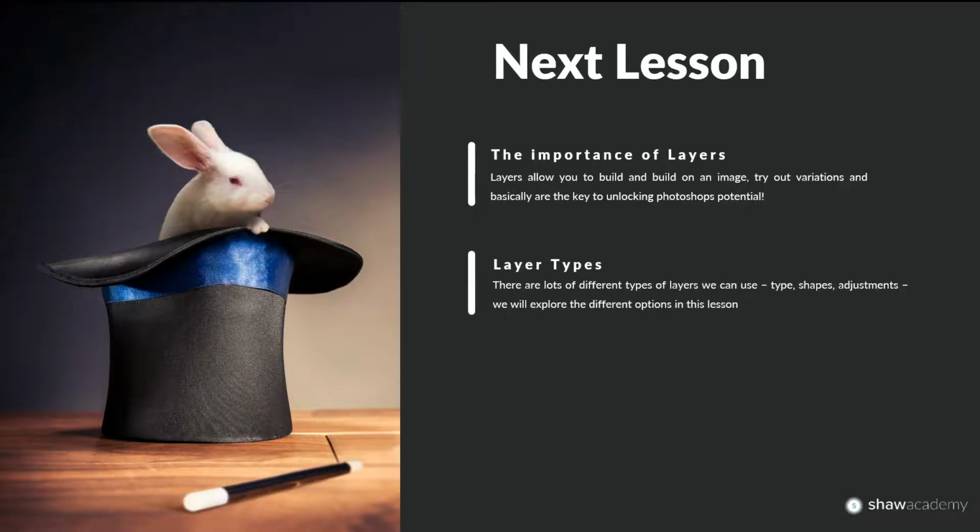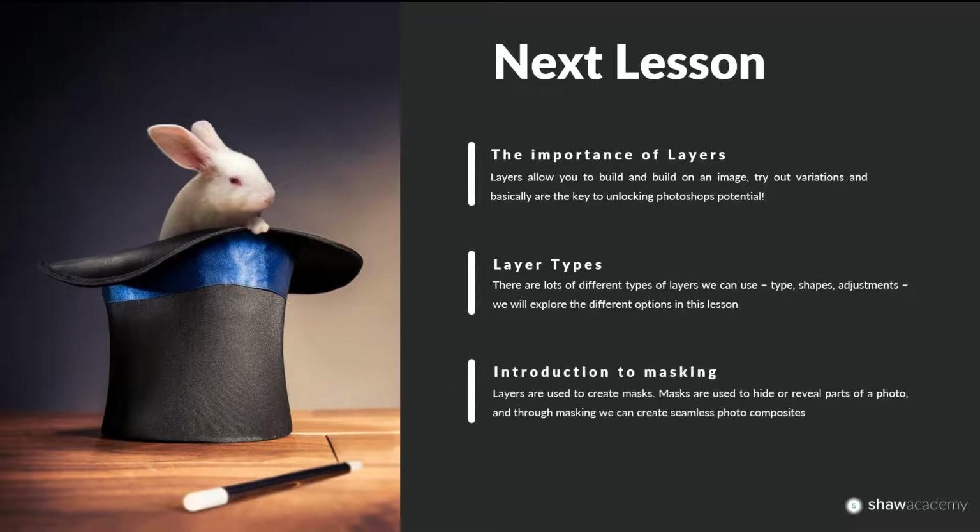We'll talk all about different layer types. We've already had a look at adjustment layers, but we'll have a look at some other layers like type layers, how we can add text to our images. We'll have a look at how we can make shapes using layers as well, and this adds a more graphical quality to your images.